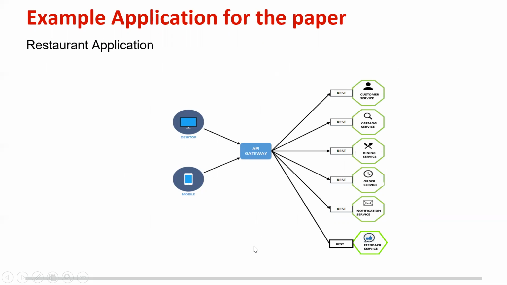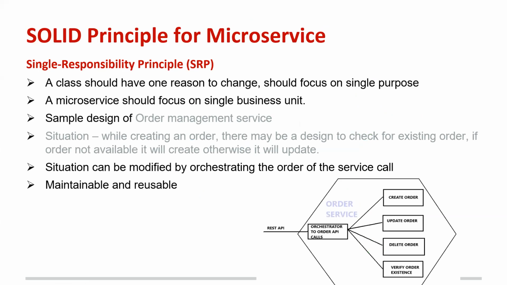Throughout the paper, we are going to talk about a restaurant application. If you see the diagram on the right side, these represent all the services available for this restaurant application, and all these services are exposed through the API gateway. The clients, like the application running on the desktop or the application running on mobile, access them through the API gateway. So we are taking this restaurant application as the example for each of the principles.